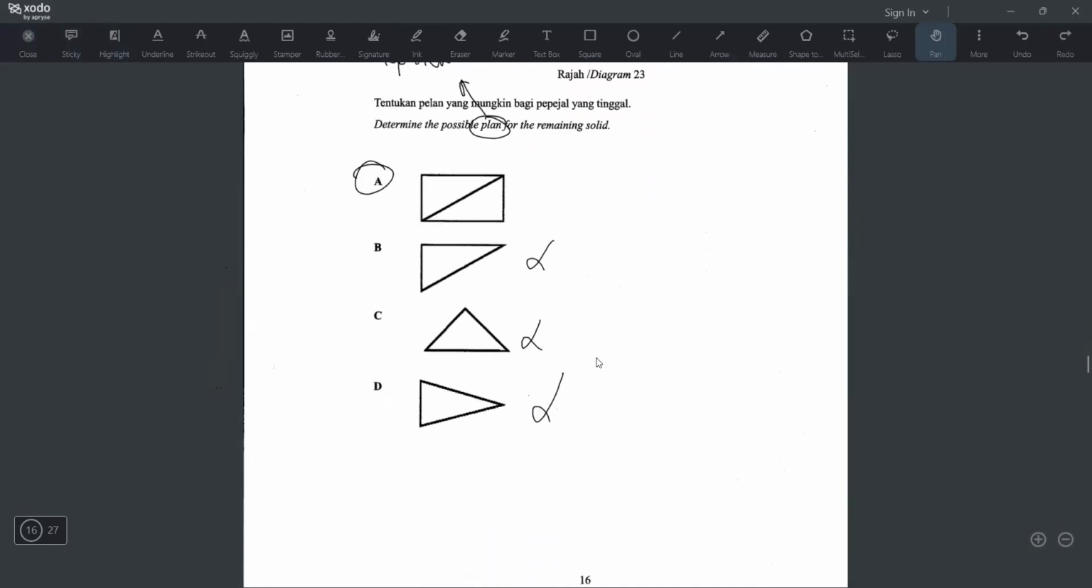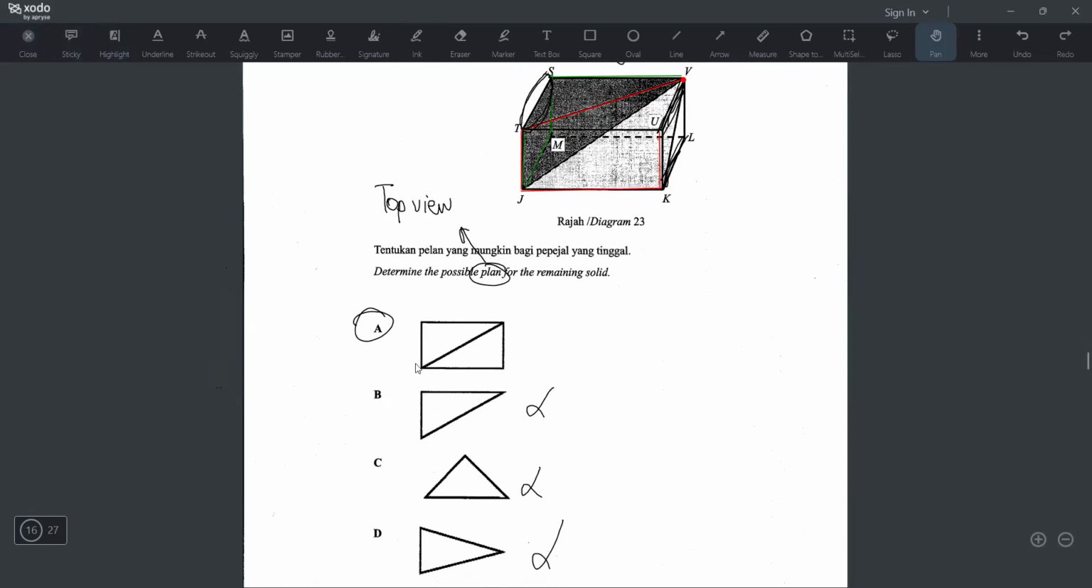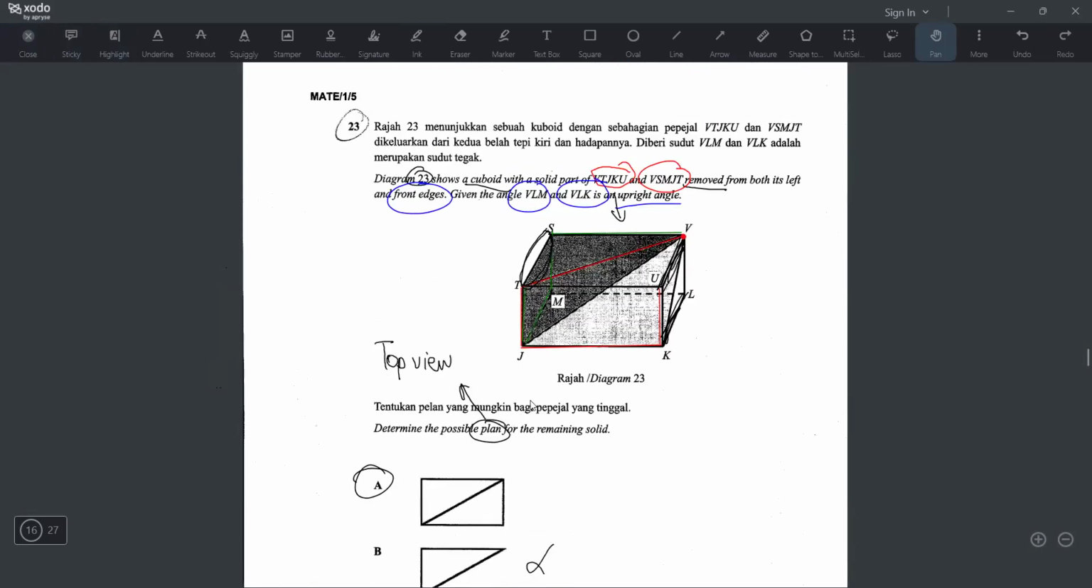So we can get the answer by process of elimination. We cross out the ones we confirm are wrong, and then the remaining one is the answer. Okay, that's all.